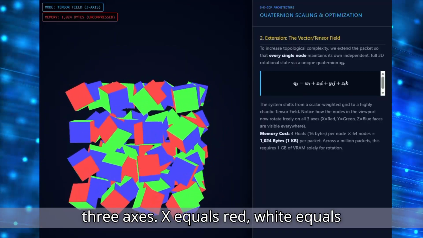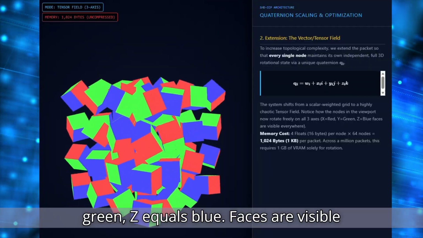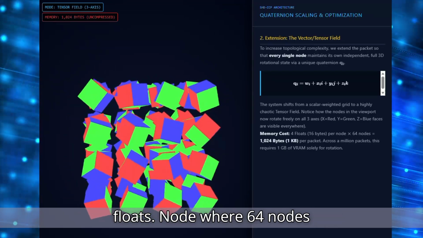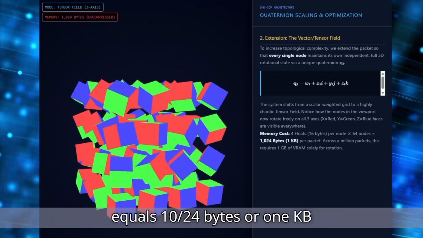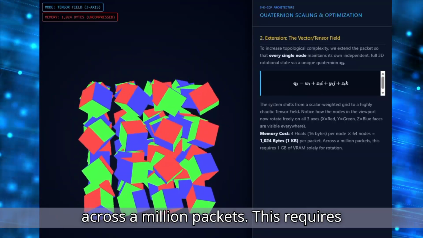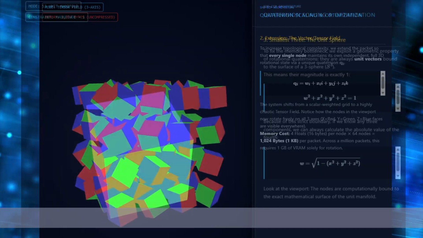X equals red, Y equals green, Z equals blue; faces are visible everywhere. Memory cost is 4 four-byte floats, 16 bytes per node, where 64 nodes equals 1024 bytes, or 1 kilobyte. Across a million packets, this requires 1 gigabyte of VRAM solely for rotation.